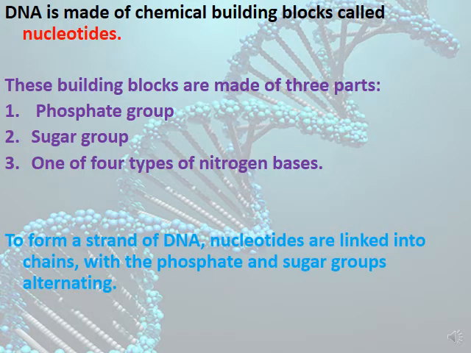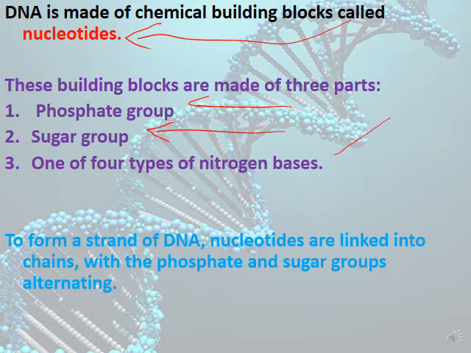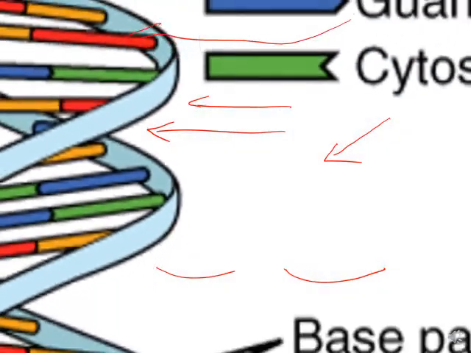DNA is made of chemical building blocks. These are called the nucleotides. So the nucleotides are the building blocks. These building blocks are made of three different parts: the phosphate group, the sugar group, and one of four types of the nitrogen bases. To form a strand of DNA, the nucleotides are linked in a chain with the phosphate and the sugar groups alternating.